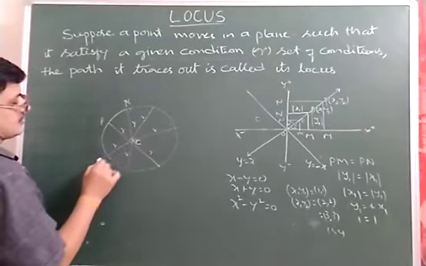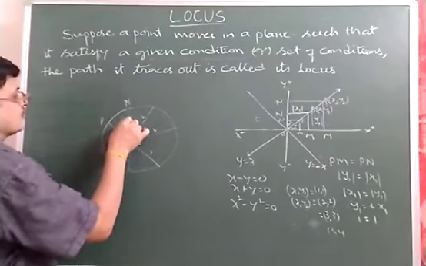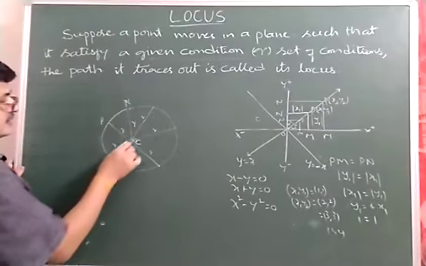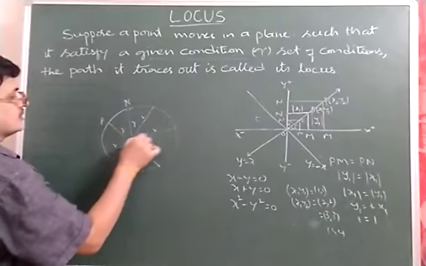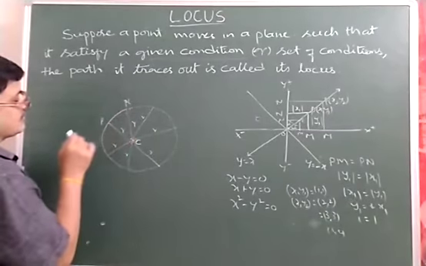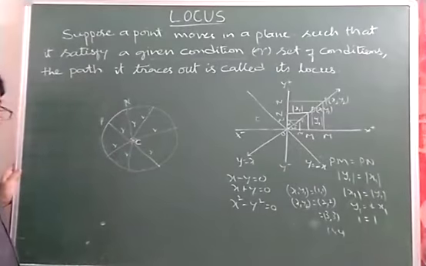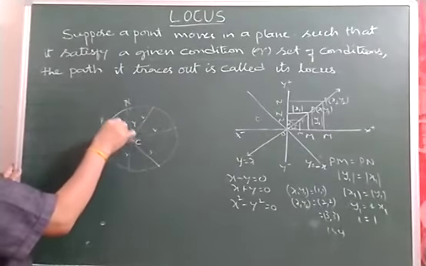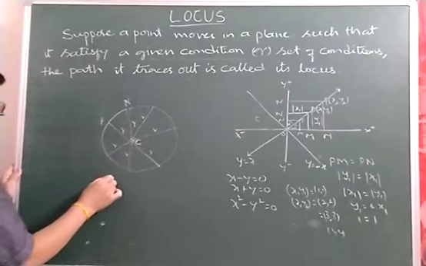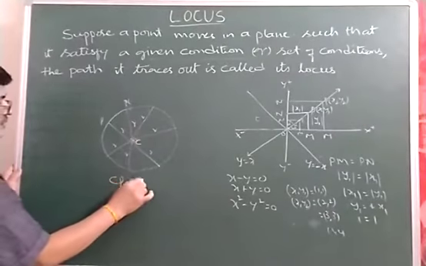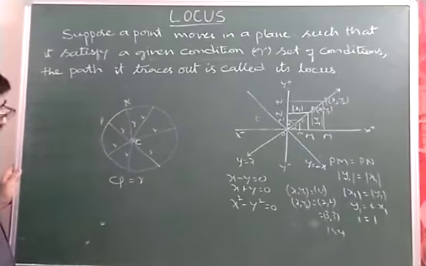Here the fixed point is called the center and the constant distance is called the radius. So what is the geometrical condition here? The distance of a point P from the fixed point is always constant. That means CP, the distance from the center to the point, is equal to r. This is the geometrical condition.